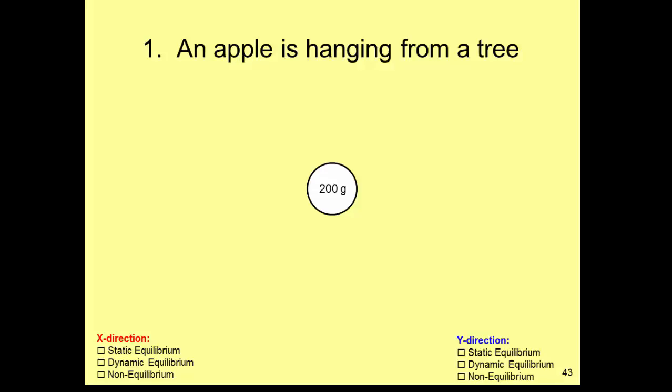So let's start with an apple hanging from the tree. This apple certainly is not moving if it's hanging from the tree. Let's assume it's not a windy day. And so in the x direction, nothing is happening. This is not moving left and right. In the y direction, it's just hanging there. It's not doing anything there either. And so we're really in static equilibrium in this case.